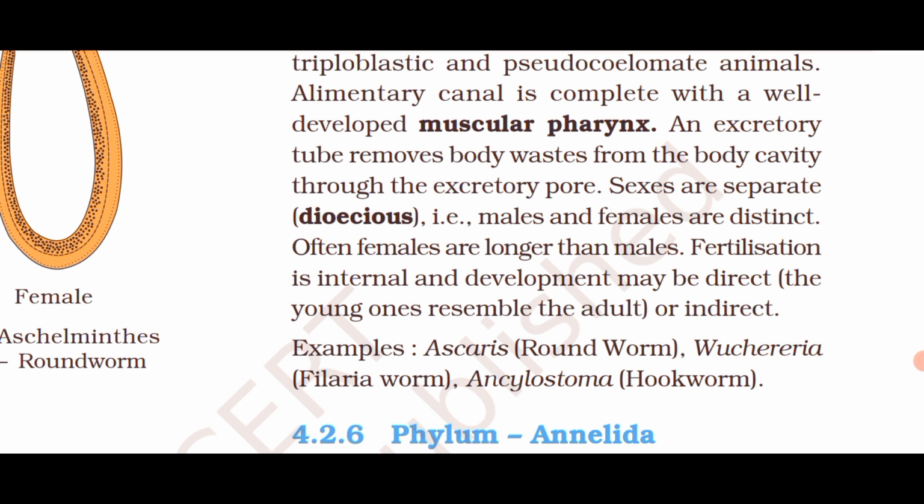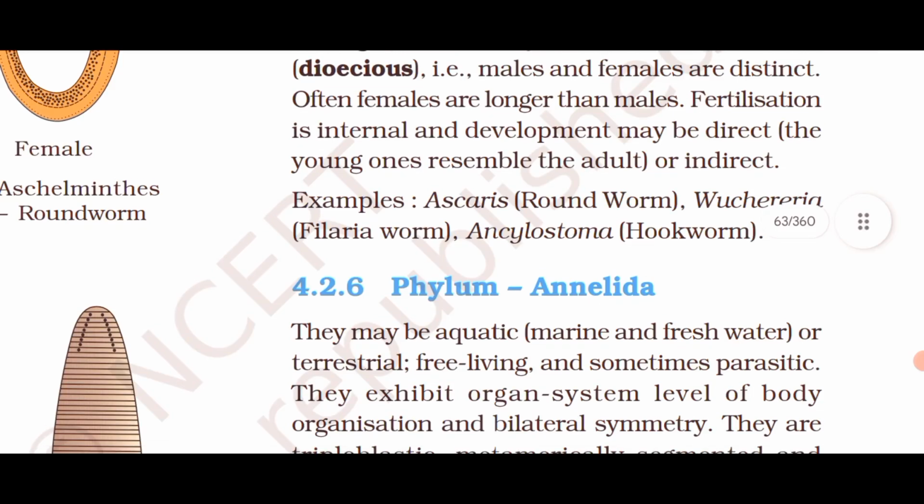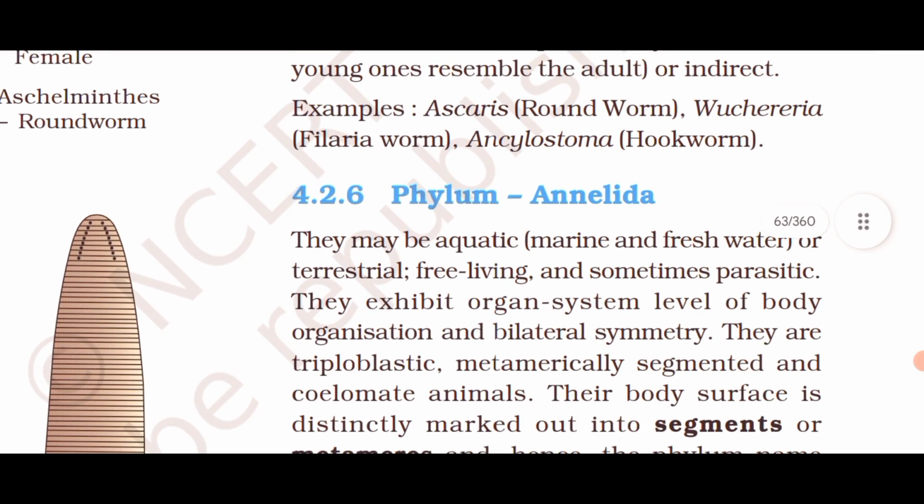Sexes are separate, that is, dioecious, that is, males and females are distinct. Often females are longer than males. Fertilization is internal and development may be direct or indirect. Direct for those where the young ones resemble the adult. Examples: Ascaris, roundworm; Wuchereria, filarial worm; and Ancylostoma, hookworm.